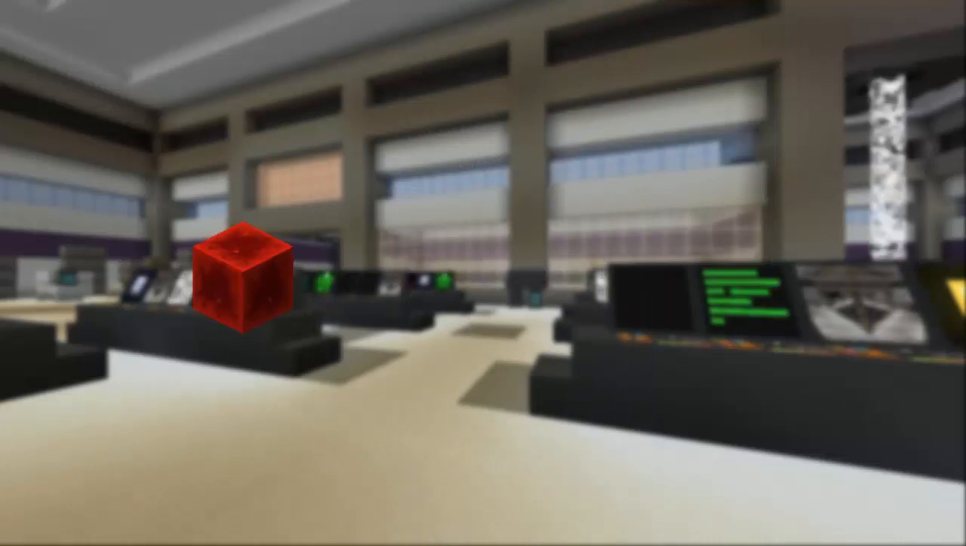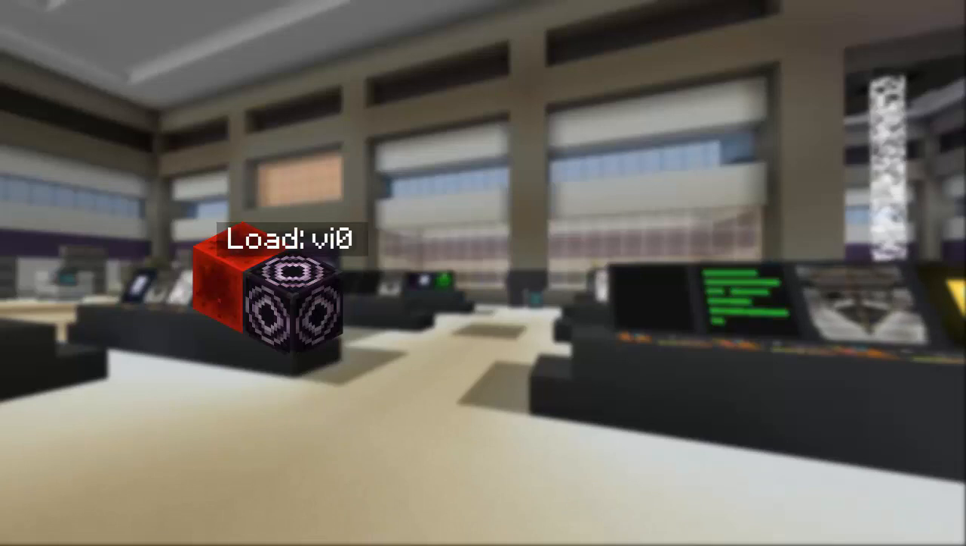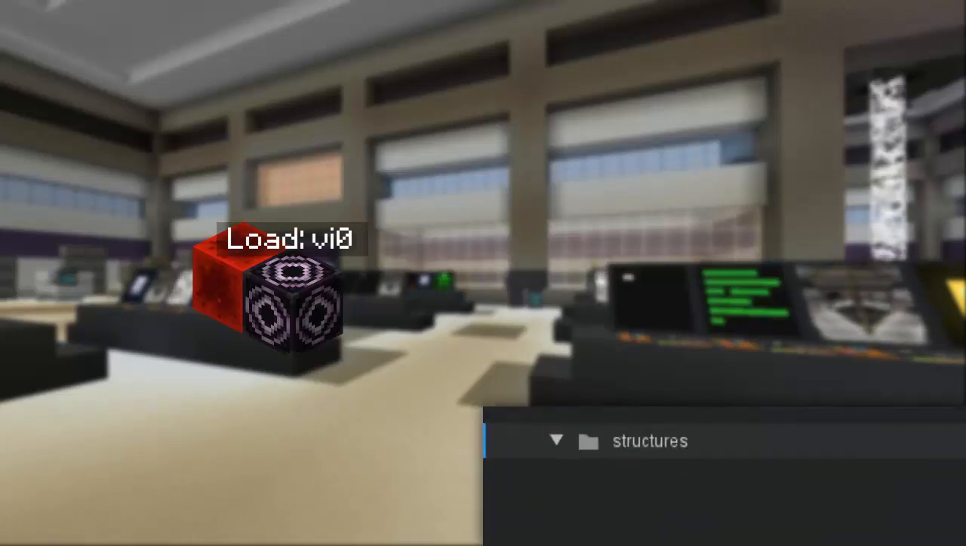First, we have a redstone clock powering a structure block. This structure block is trying to load a file called VI0. However, this structure file does not exist in the world's structures folder. So the structure block is essentially doing nothing at the moment.